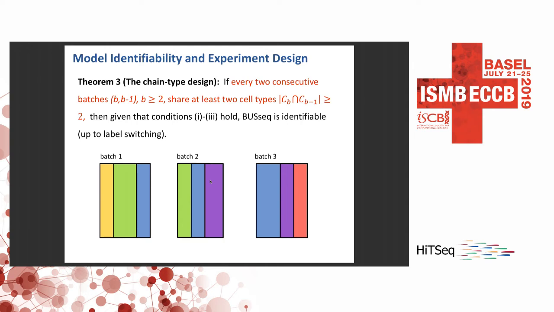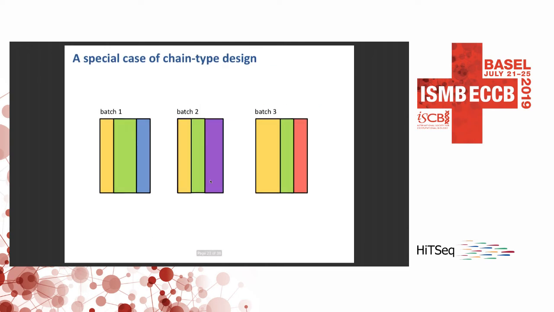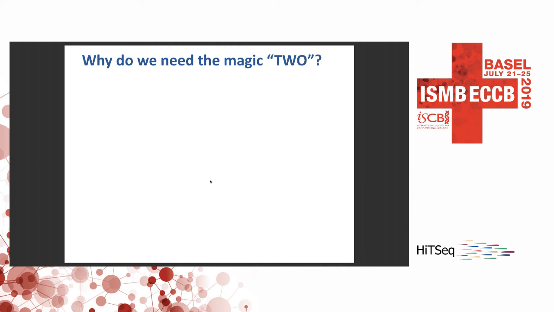The design is valid. A special case of the chain type design is when all the batches share two common cell types. For example, when we collect cells from human tissues, suppose it always contains T cells and B cells for everyone, then we are already fine. The proof involves the dropout events, which correspond to the missing at-random mechanism in statistics, so it requires development techniques. I will not go through the details, but I still hope I can explain the intuition a little bit. So why do we need the magic 2?